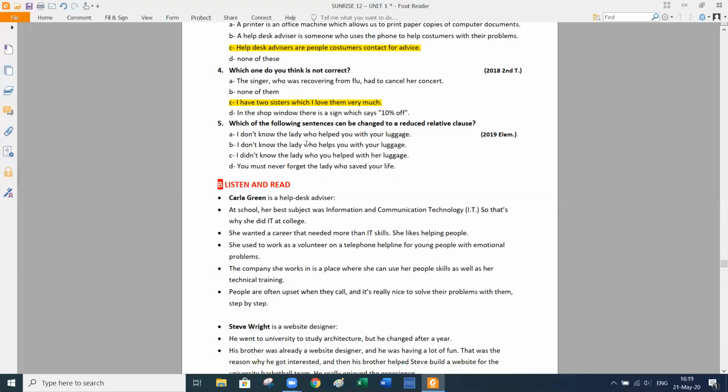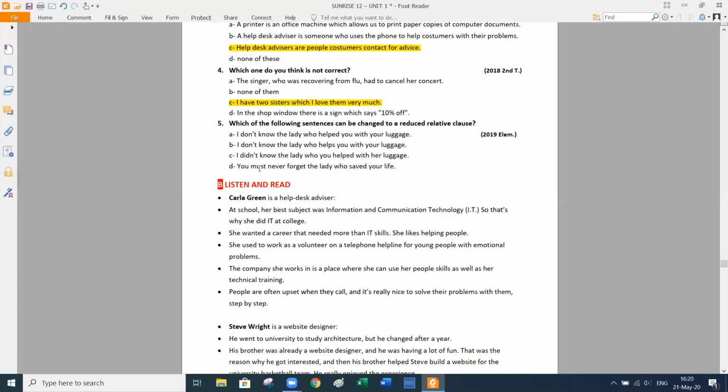Again, who refers to the lady, which is the subject, who helps you. The difference between A and B is the tense only. In A, they used past tense. In B, they used present tense. But both of them are correct sentences. I mean, correct relative clause sentences, but the relative pronoun in both of them is the subject. It means we cannot reduce these two relative clauses.